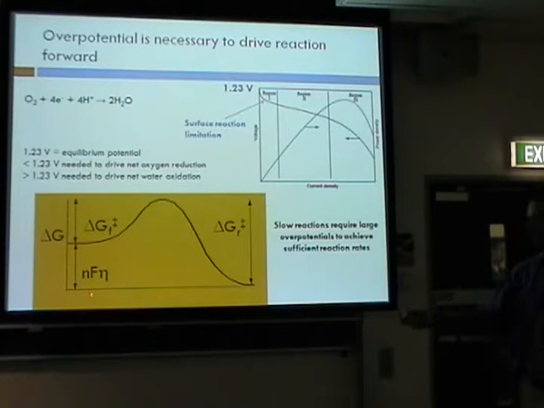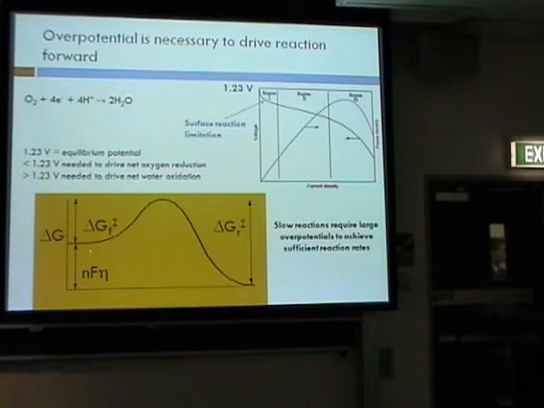That's basically this distance here. You can make the Gibbs free energy of the reactants and the products equal. By shifting the voltage, you can shift whether the reactants are above or below the equilibrium potential.